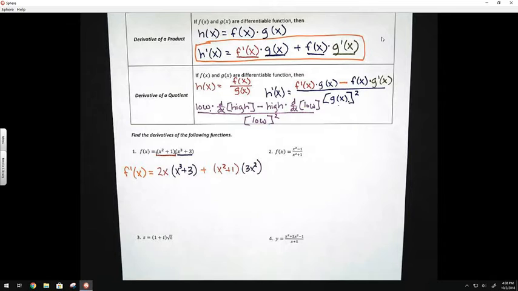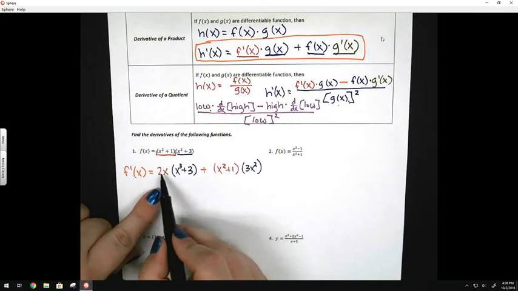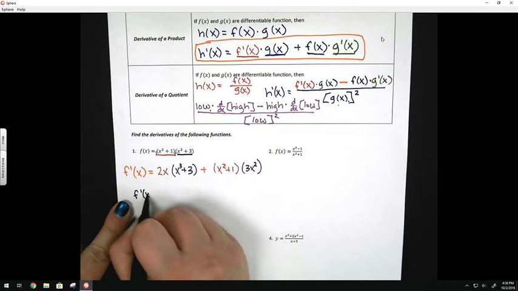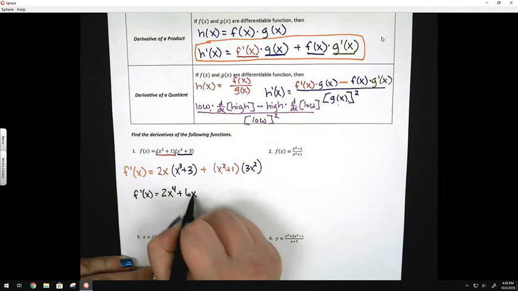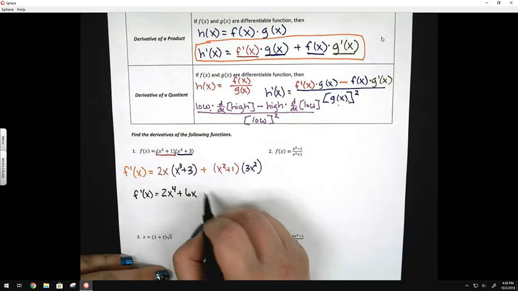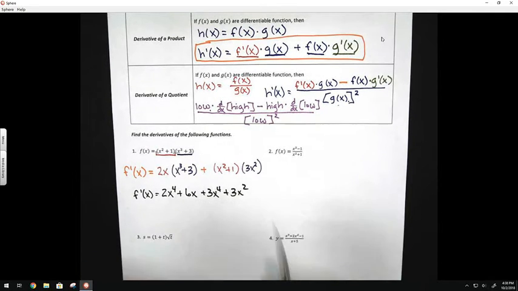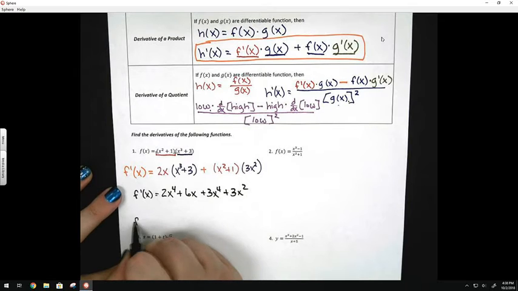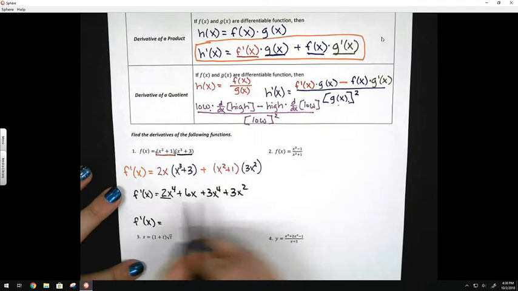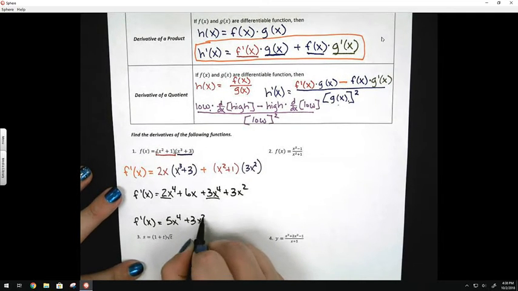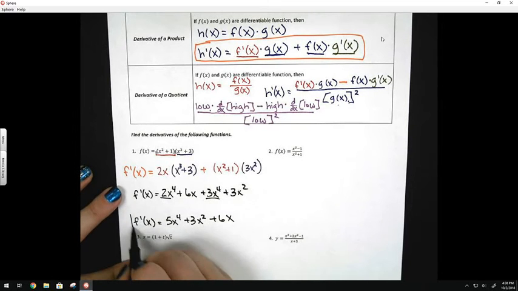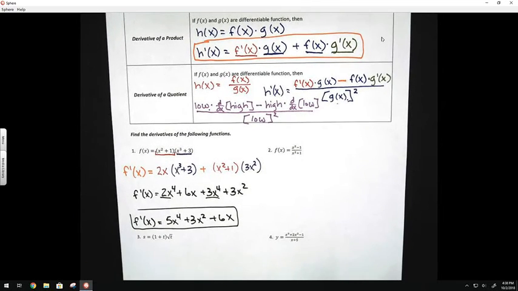And now this is something that we can actually simplify. So what I'm going to do next is multiply this 2x to the inside. So f prime of x equals 2x to the fourth plus 6x. And over here I can bring this 3x squared inside. So plus 3x to the fourth plus 3x squared. And then I can simplify. F prime of x is going to equal, those are my like terms there, so I have a 5x to the fourth plus 3x squared plus 6x. And that is my derivative using my product rule.